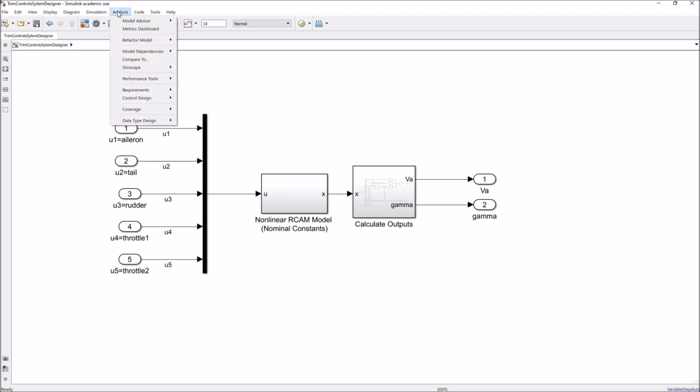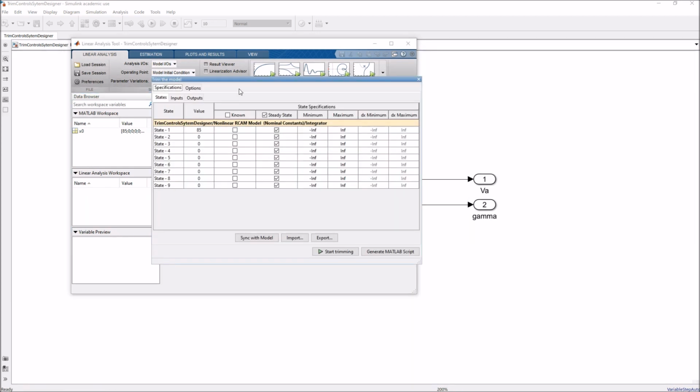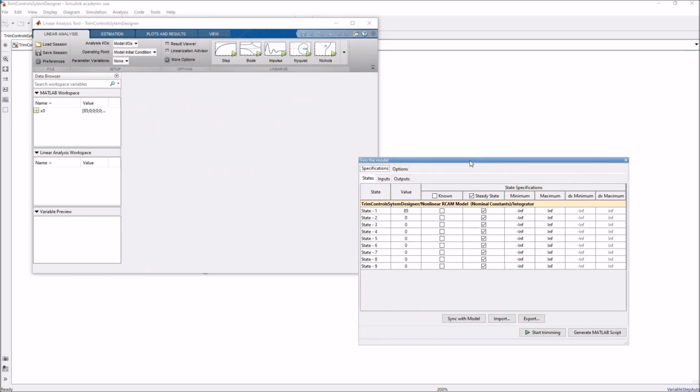So with this model in place, we can go ahead and do the same thing that we did in our previous video. Again, if you're unfamiliar with using the linear analysis tool to trim the model, please check out our previous video. I'll leave a link in the description below, or you can click on the card in the upper right. But we're going to come here to Control Design, Linear Analysis, and let me drag this over to the same screen. Then we can say operating point, and I'll say trim model.